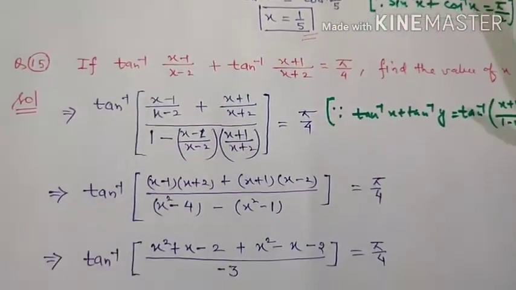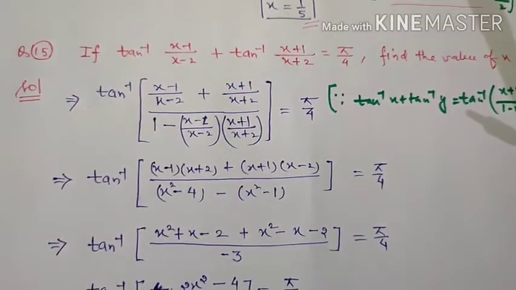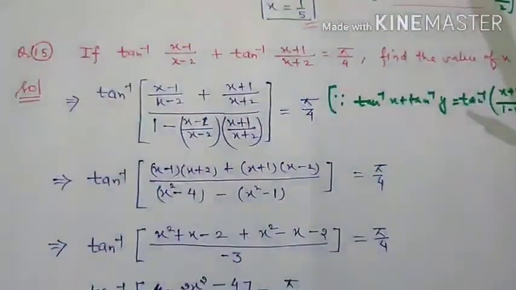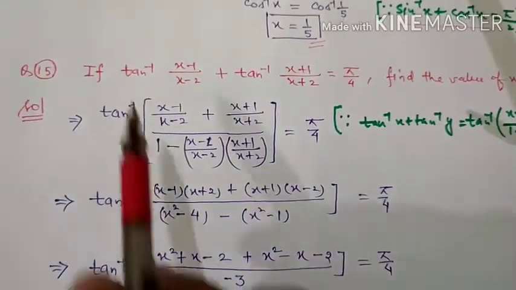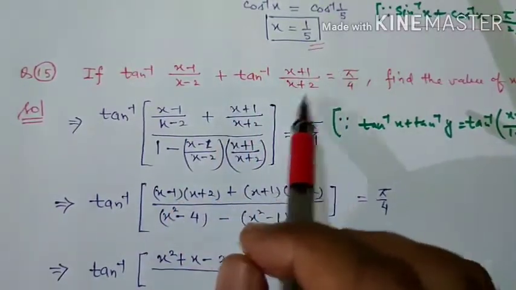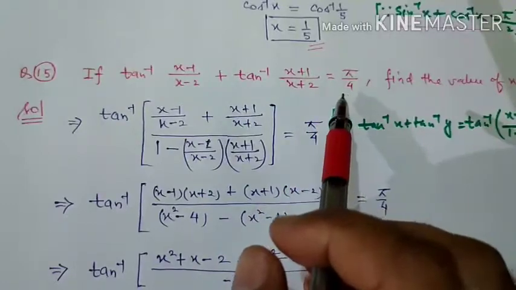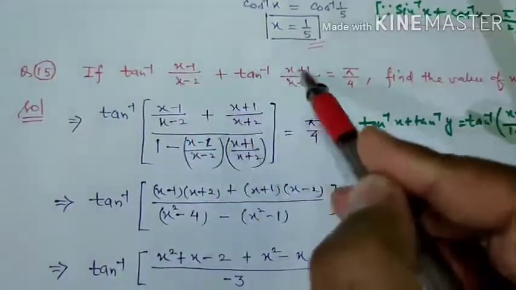Now see question number 15. In question number 15 we have to find the value of x again. And what is given to us? If tan⁻¹((x−1)/(x−2)) + tan⁻¹((x+1)/(x+2)) is equal to pi by 4, find the value of this x.